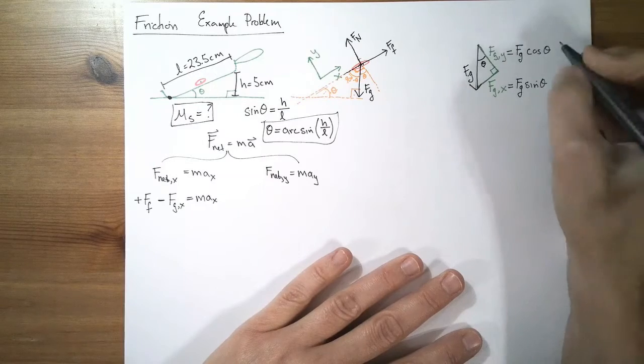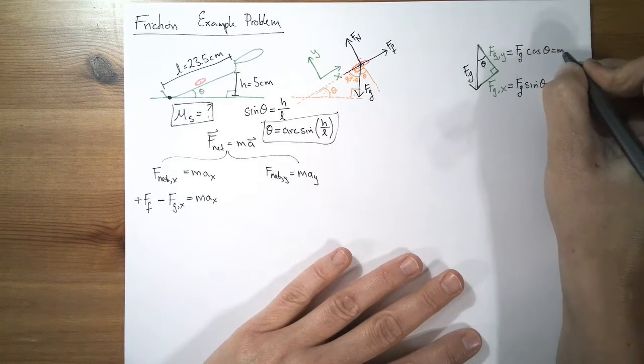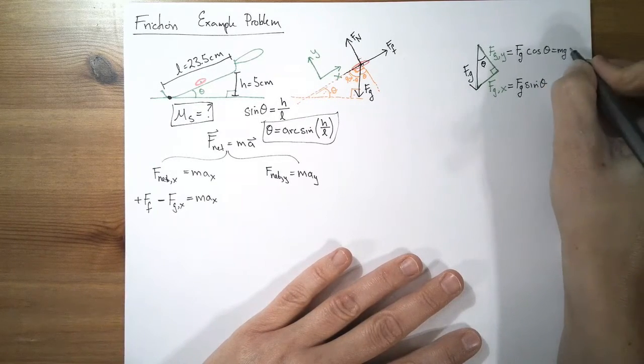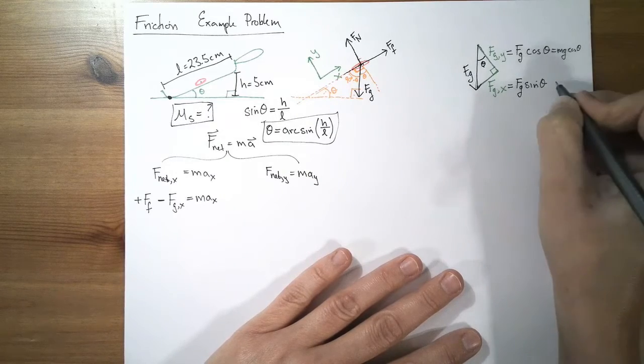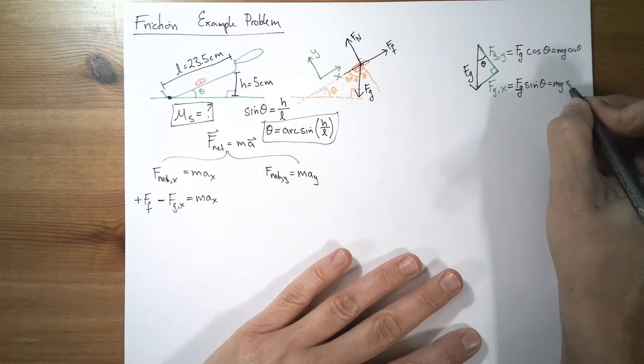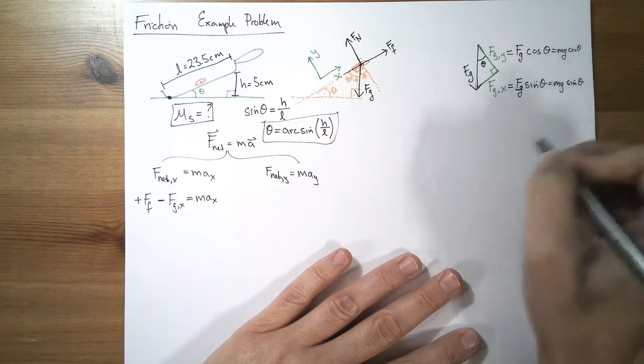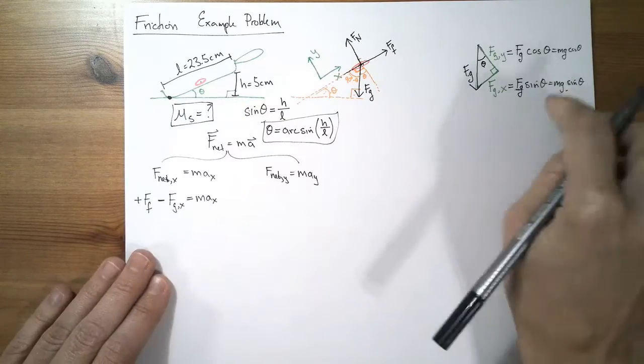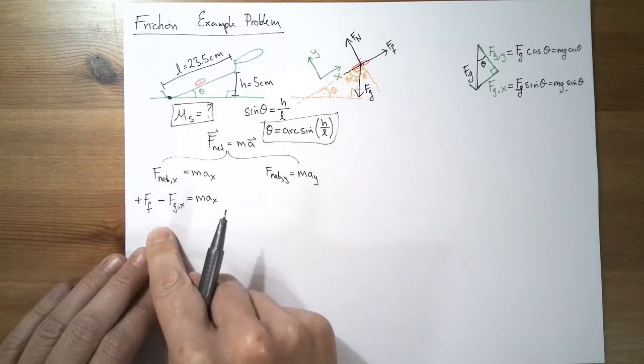And then we can also plug in what we know about gravity, that it's equal to mass times the acceleration due to gravity times the cosine of the angle. This one we'll also plug in the magnitude of the gravitational force, mg, times the sine of the angle. And we got our components. We're all set to plug them in here.